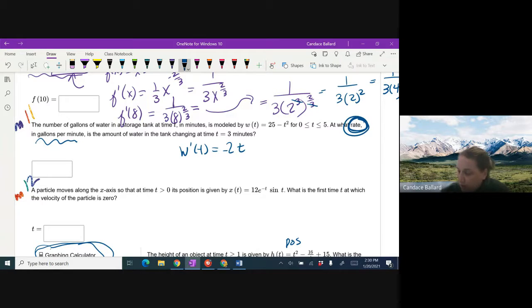And then what do you think I'm supposed to do with that 3? Yeah, we're going to plug that 3 in. So w prime of 3 equals negative 2 times 3, which is negative 6. And then I don't know, did it have a label or not? Let's see. It did not. It didn't have anything to label, so it didn't say to label. So we're just going to leave it negative 6.